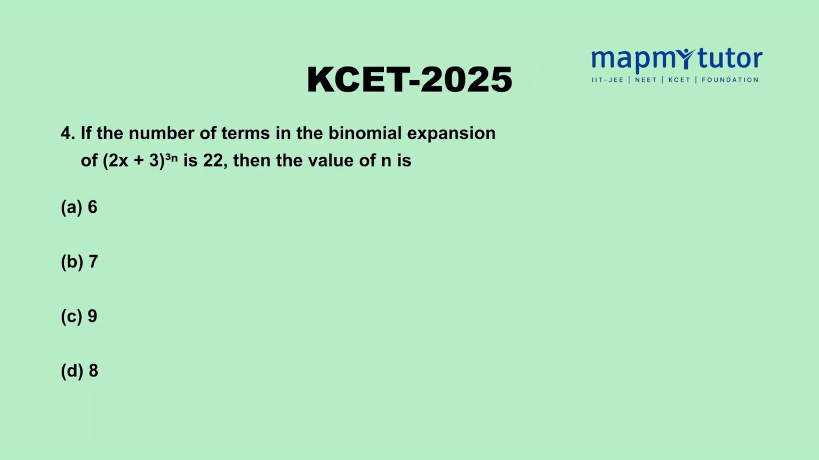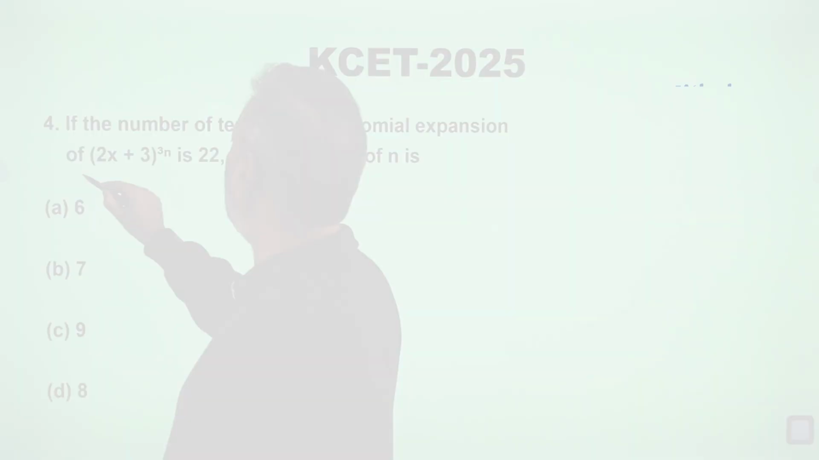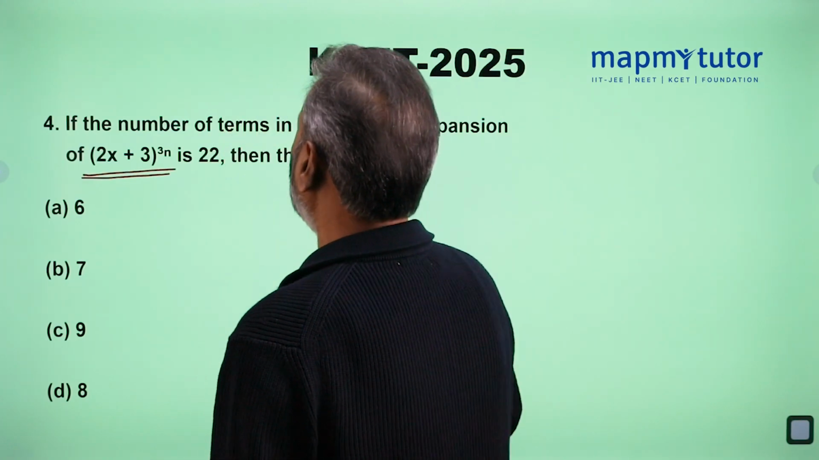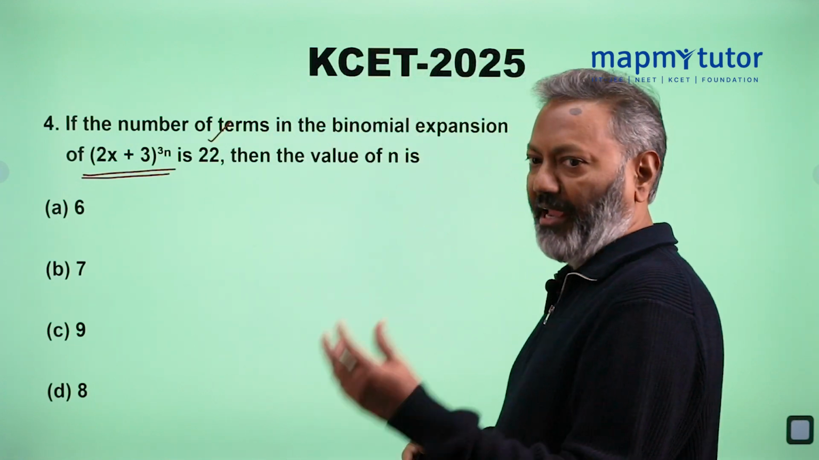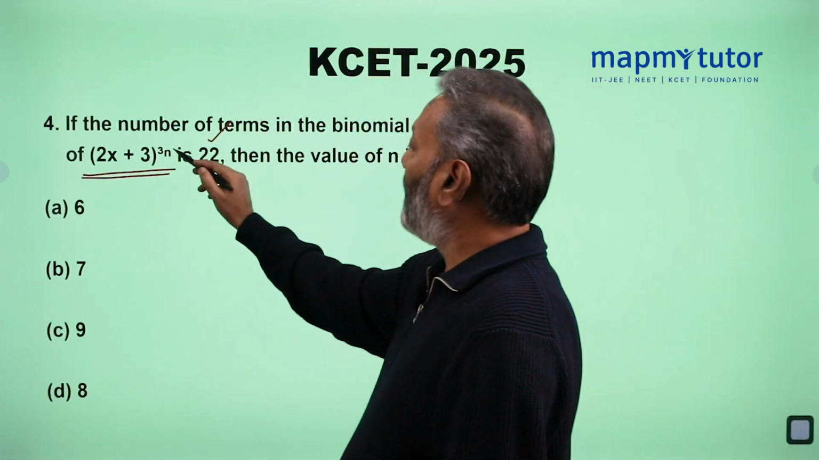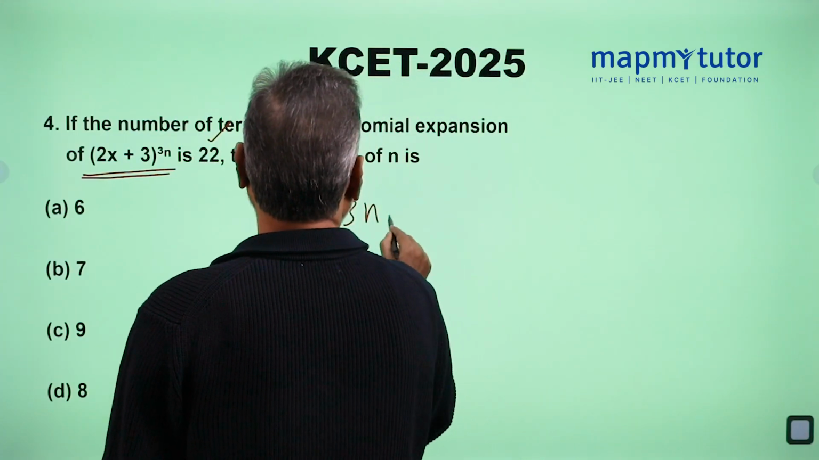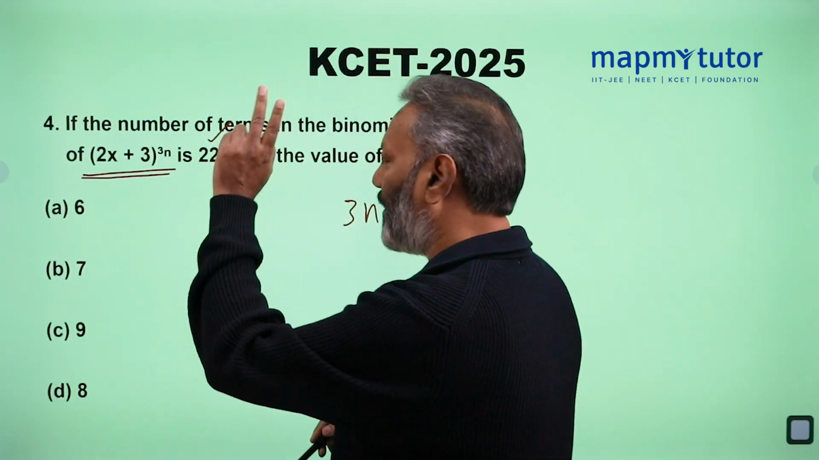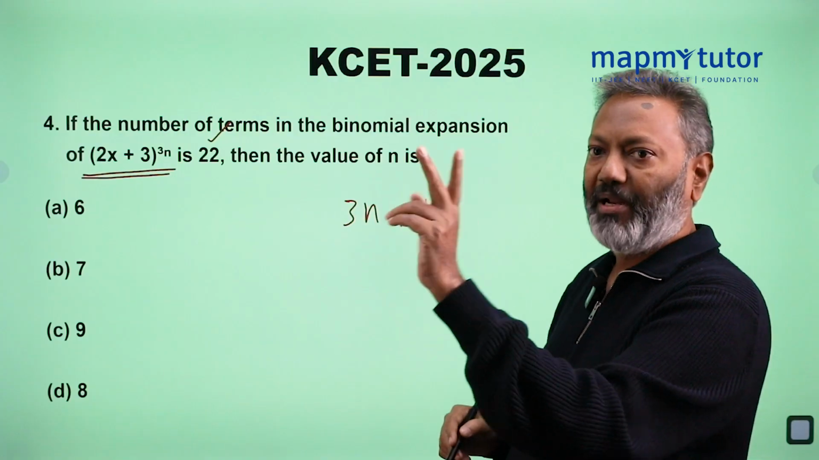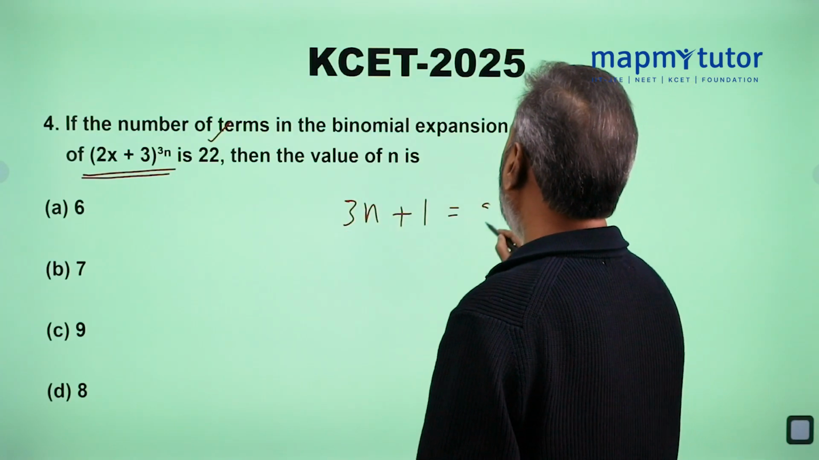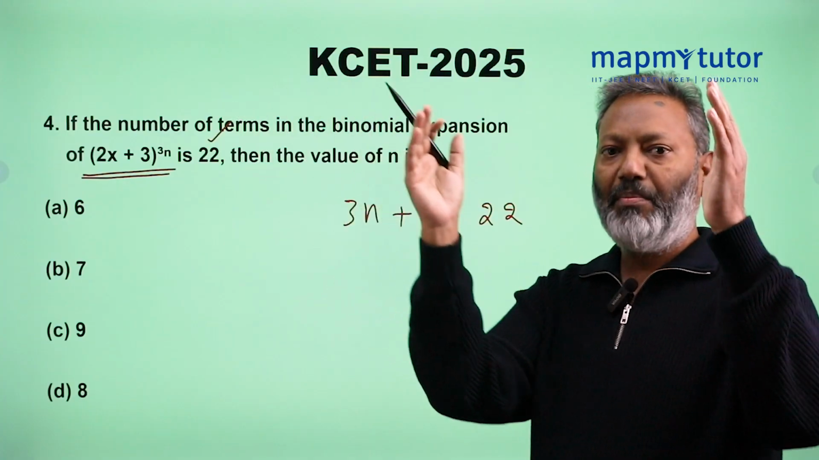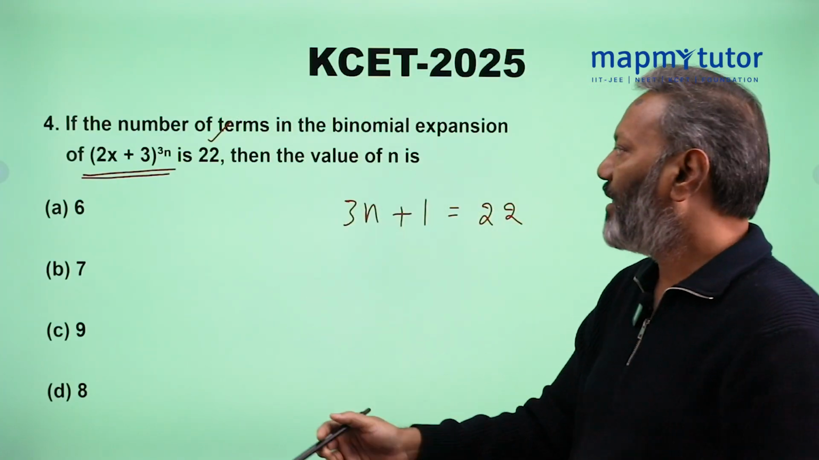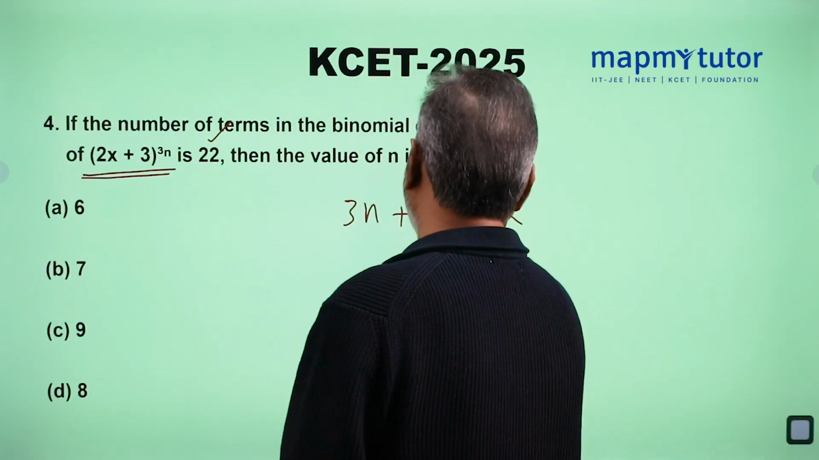The number of terms in the binomial expansion. Look at this binomial expansion, (2x plus 3) power 3n, is 22. This is the number of terms. Again a direct question. If the power is 3n, the number of terms is always equal to that power plus 1. 3n plus 1 is how much? 22. That's it. Suppose it is (a plus b) power n, the number of terms would be what? n plus 1.